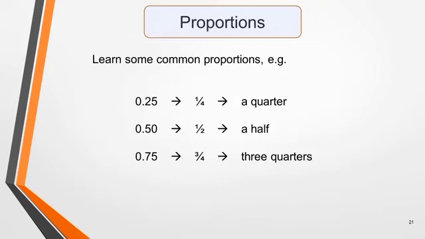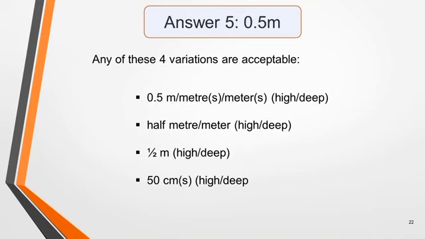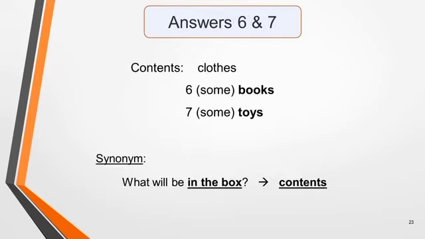It's a good idea to learn the different ways to write some common proportions, for example, a quarter, a half and 3/4. These will be useful in several parts of your IELTS test. Answer 5 is 0.5 metres high or deep, and any of these four variations are acceptable: 0.5 metres, a half metre written in words or symbol, 50 centimetres. We've already talked about the measurement vocabulary being changed from the adjective form to the noun form, and this is the case here too. Answers 6 and 7 are the items in the package.